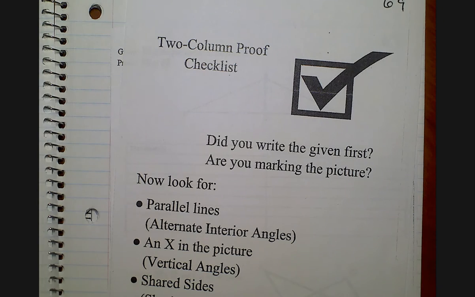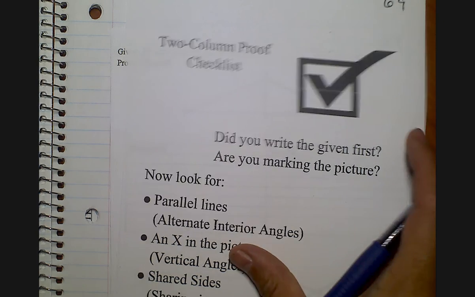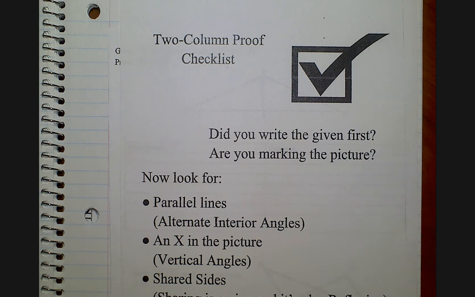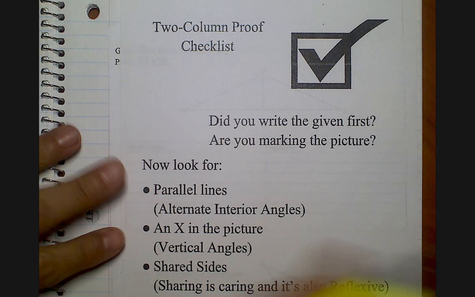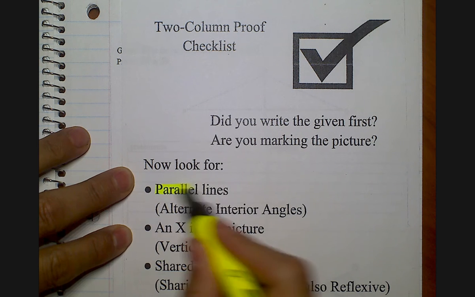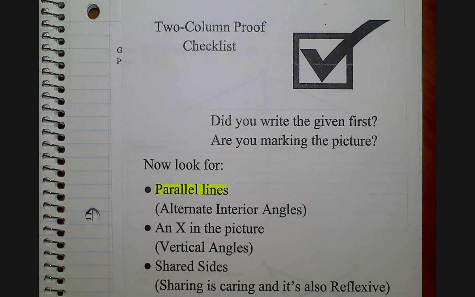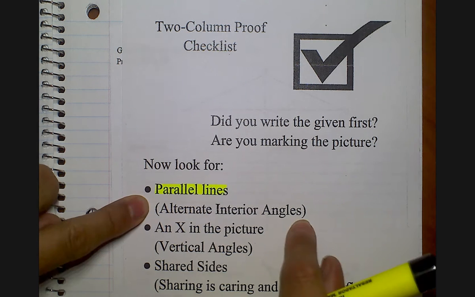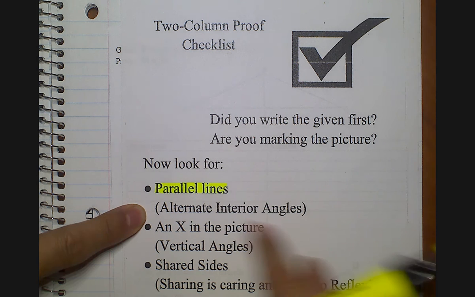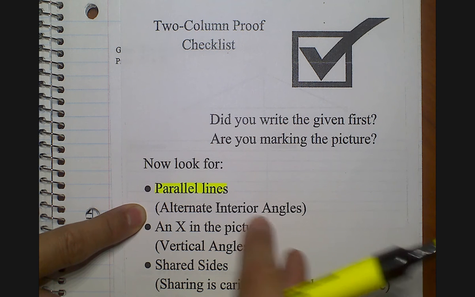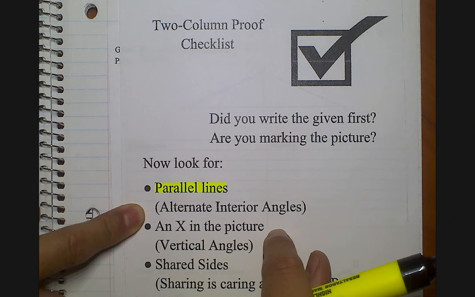So I'm going to ask you to go back and forth for this. On this 2-column proof checklist, we're going to go through and identify things before we get into any of the math or geometry. When I look at something, I'm going to start with parallel lines. If I have parallel lines, that means I'm going to have alternate interior angles. We did alternate interior angles in Unit 1. Now we just need to identify where they're at. When we have parallel lines, we have congruent angles.